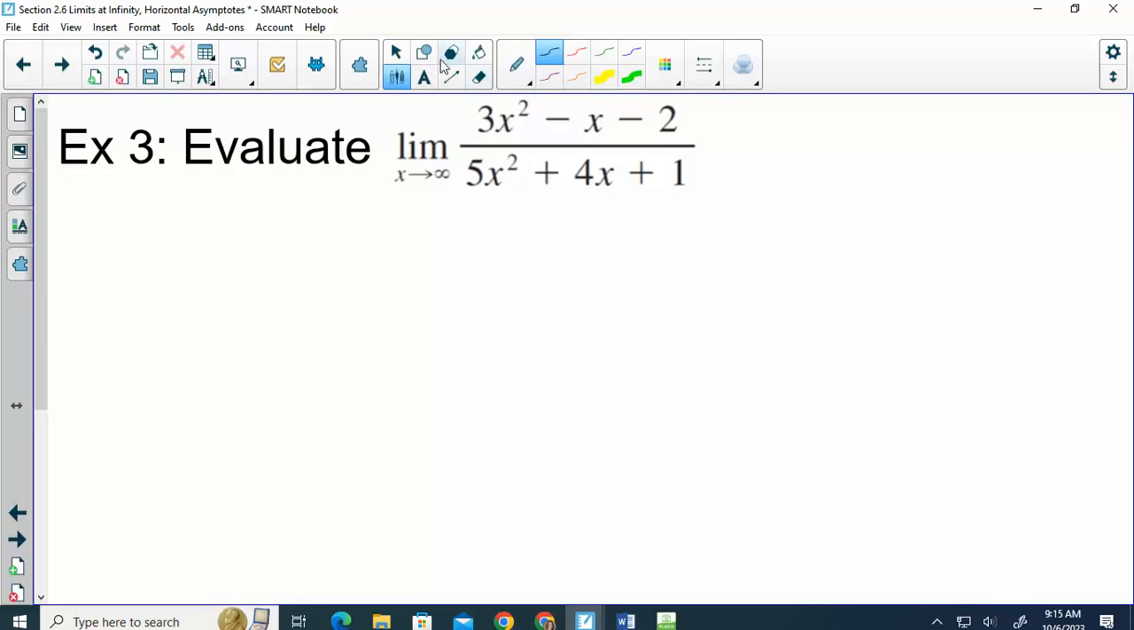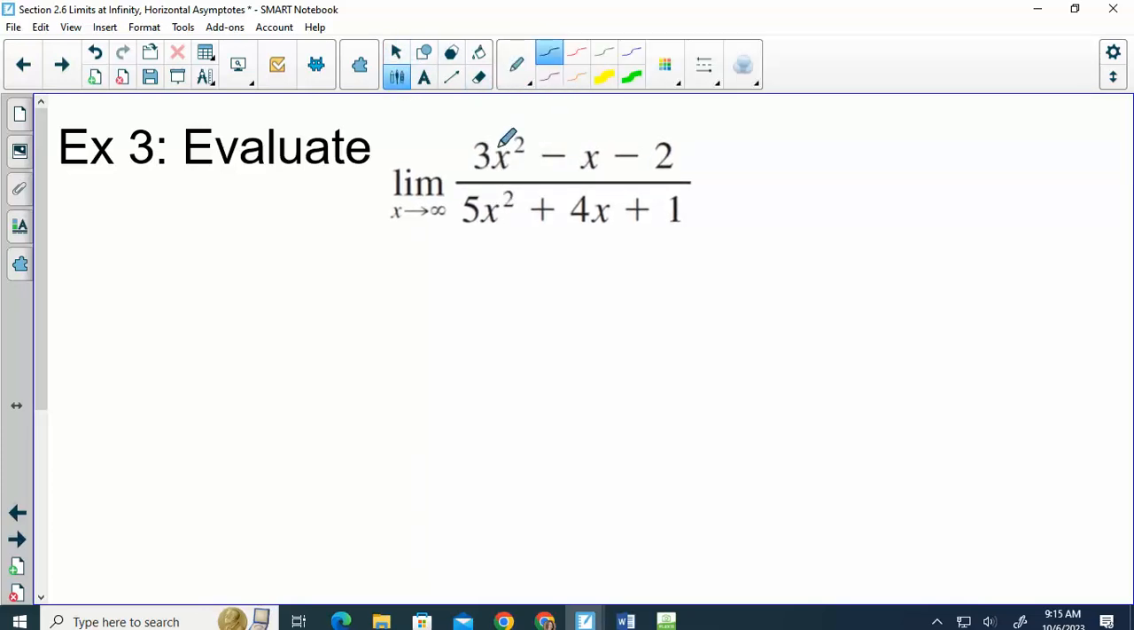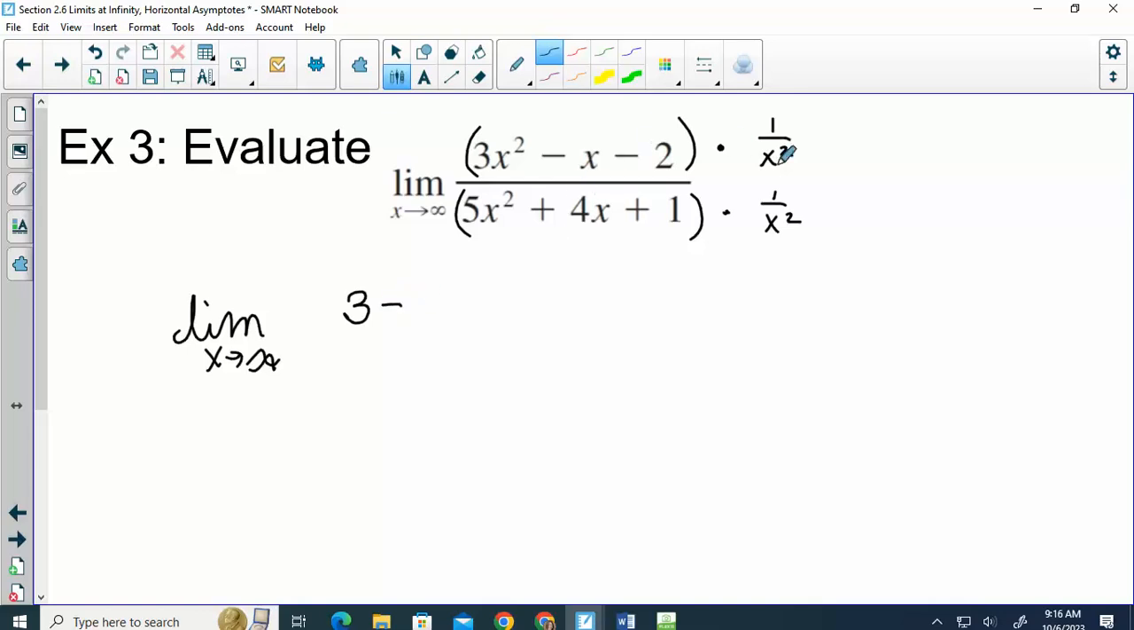In a fraction, it is legal to multiply both the top and bottom by the same thing, correct? So what I'm going to do, what is my highest power of x in this problem? X squared. So what I'm going to do is multiply by 1 over x squared. And since I can't change my problem, I have to do it on the top and the bottom. So on the top, 3x squared times 1 over x squared would give me 3. Minus x over x squared would reduce to 1 over x. Minus 2 over x squared. I can't reduce that.